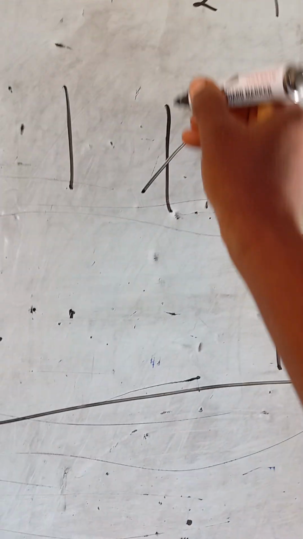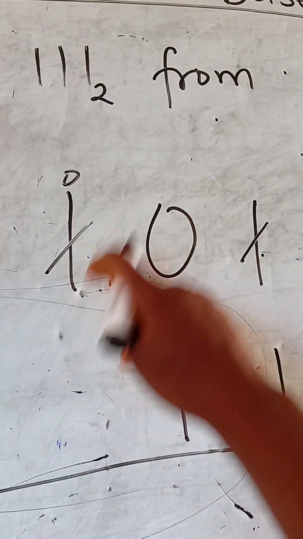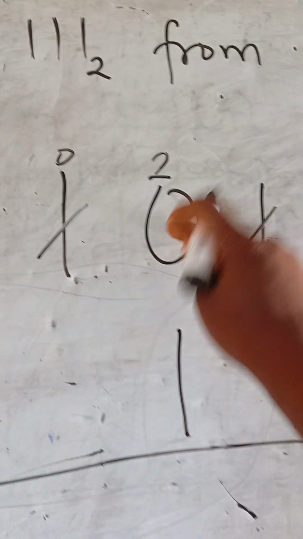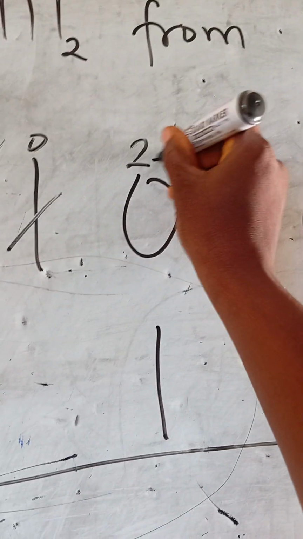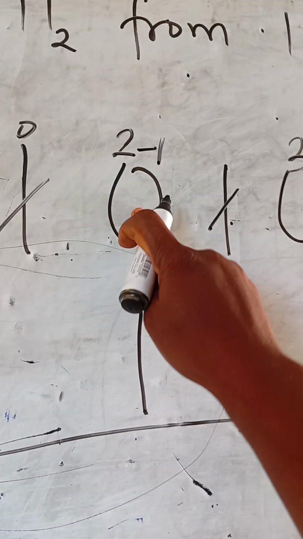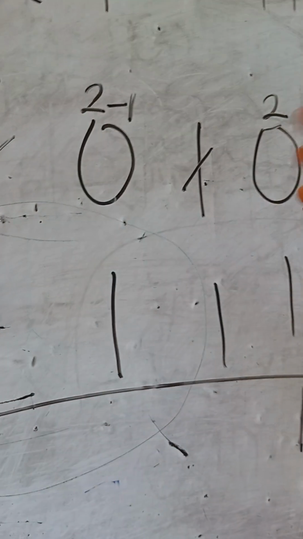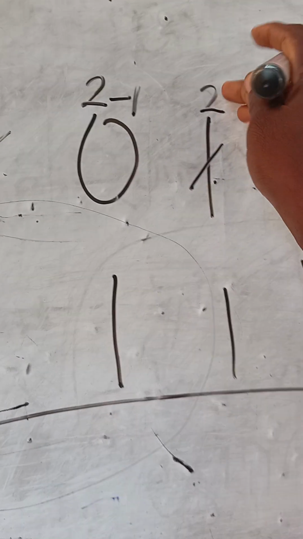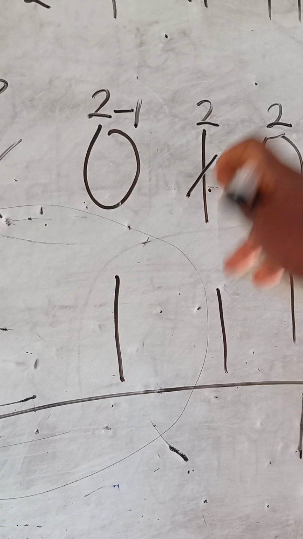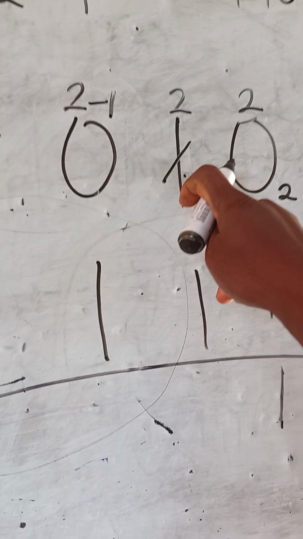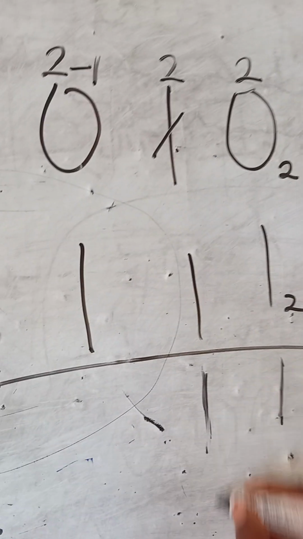If I borrow, it will remain 0 here. Then the one I borrowed from here, I will call it 2 and put it here. 2 plus 0 is 2. I will still borrow 1 from this 0, because this is not where I need the number. I'll still borrow 1 from here and still call it 2 and put it here. That will give me 2, because I have 0 there before. So 2 plus 0 is 2. Then 2 minus 1 will give me 1.